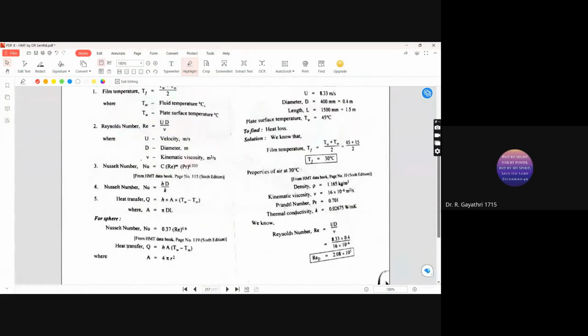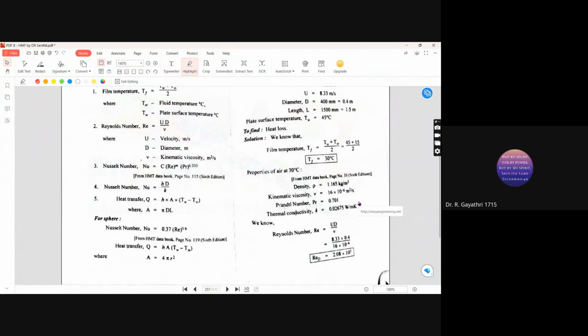So the property values of air at 1 atmospheric pressure and 30 degrees centigrade: density is 1.165, kinematic viscosity is 16 into 10 power minus 6 meter square per second, Prandtl number is 0.701, and thermal conductivity is 0.02675 watt per meter Kelvin. Okay, we noted 4 parameters.